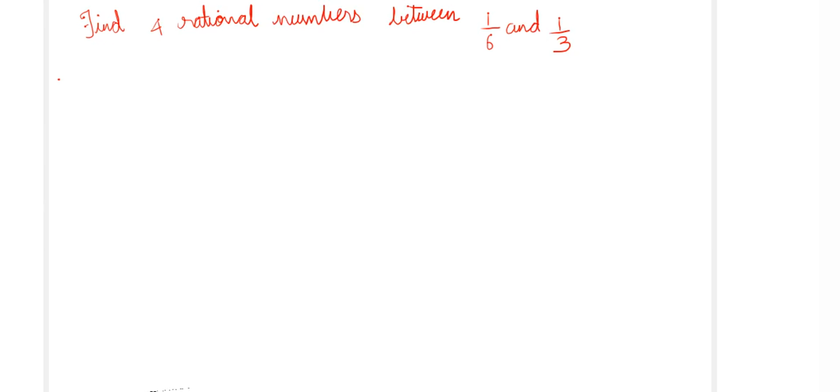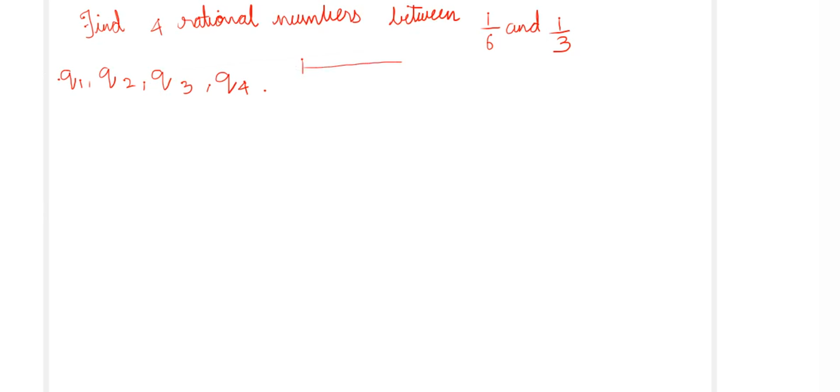The question is: find four rational numbers between 1 by 6 and 1 by 3. The concept we are going to use here is the mean concept. You all know mean, right? Mean is adding two numbers and dividing by 2. So here, since they've asked us to find four rational numbers between 1 by 6 and 1 by 3, let us consider Q1, Q2, Q3 and Q4 to be the four required rational numbers.